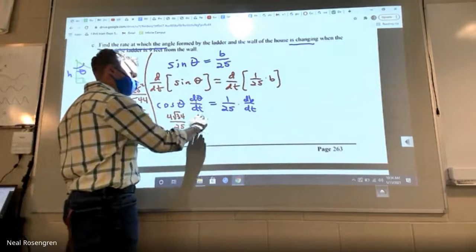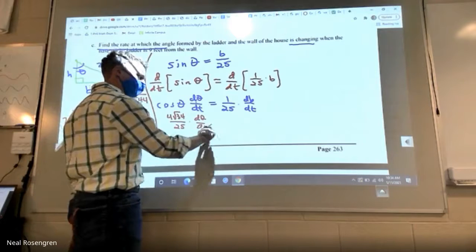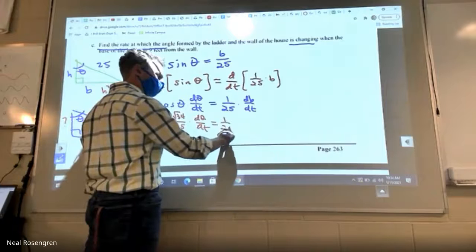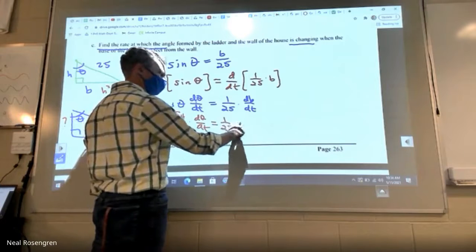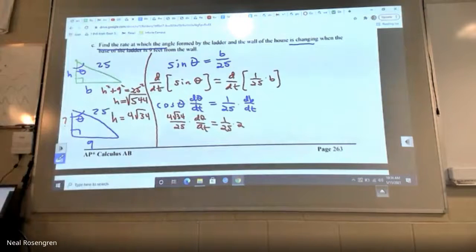Here's what we want, d theta dt. And then this times, was it 2, right? And positive 2, right? Because we're kicking the ladder out. So the base is increasing.